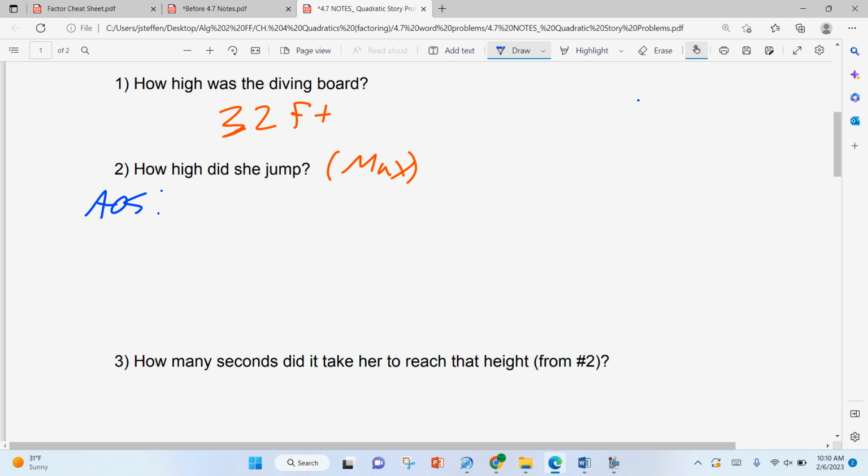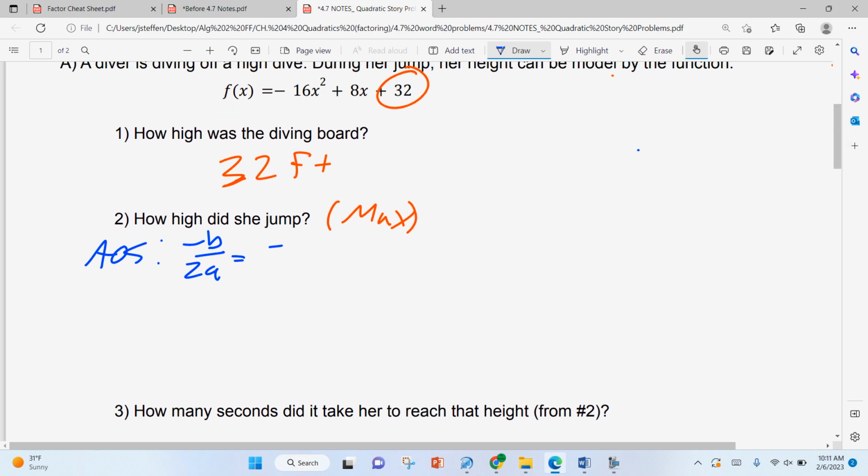So my axis of symmetry is negative b over 2 times a. So that's negative, my b is 8, over 2 times negative 16. 8 over negative 16. Put in your calculator, should be 0.5, I believe.